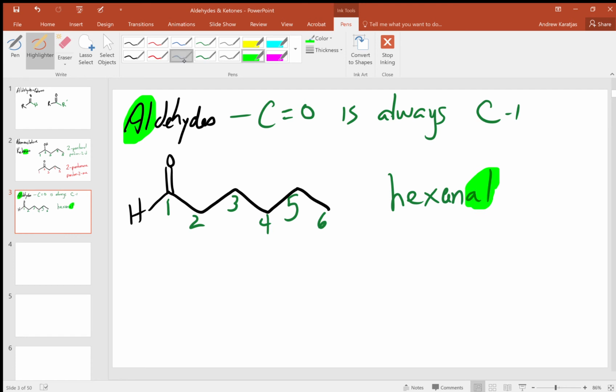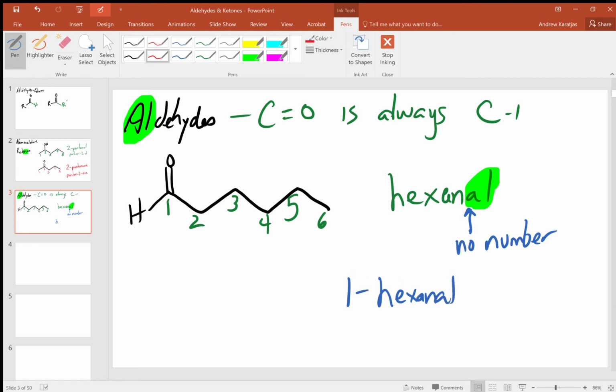Notice also, and this is important, there's no number here. And again, that's because the aldehyde carbon is always carbon number 1. And so because it's always carbon number 1, we don't have to worry about giving it a number. In fact, if you did give it a number, and say you had decided to name this as 1-hexanal, technically that is not correct because there's no number used for the aldehyde.